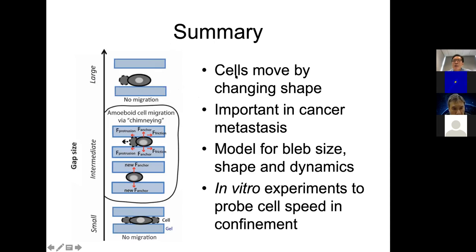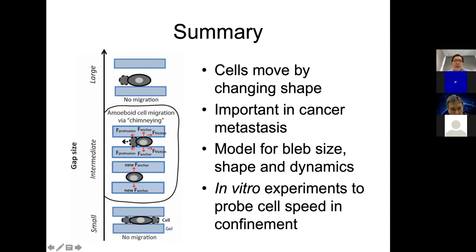What I mentioned is that very often we see cells are moved by changing their shape, and we recognize that this happens from very ancient species all the way up to humans and animal cells. This is especially important in cancer metastasis, where cells are squeezed through the body to seed the secondary tumor. Therefore we take a physicist's approach to understand this problem by first developing a model for the bleb size, bleb shape, and bleb dynamics. So we have a computational model, and then we do some simple biophysical experiments to probe the cell speed and show that there's this optimum speed at which cells migrate.